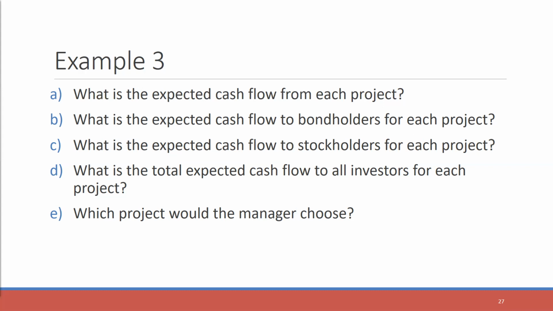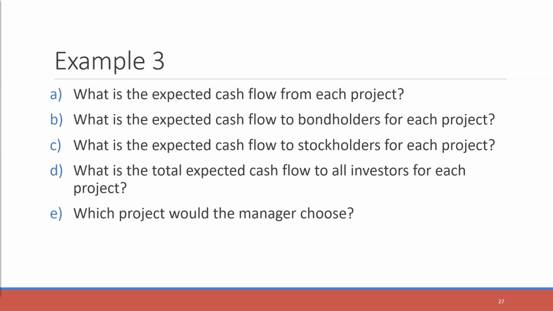For Part C, what is the expected cash flow to stockholders? Again, it's just going to be the residual, or what's left over from the asset cash flow minus the debt cash flow. So as you solve Part C, what you'll notice is that the expected cash flow to equity holders for Project B is way higher than the expected cash flow to equity holders for Project A, even though Project B has a state of the world where equity gets nothing.